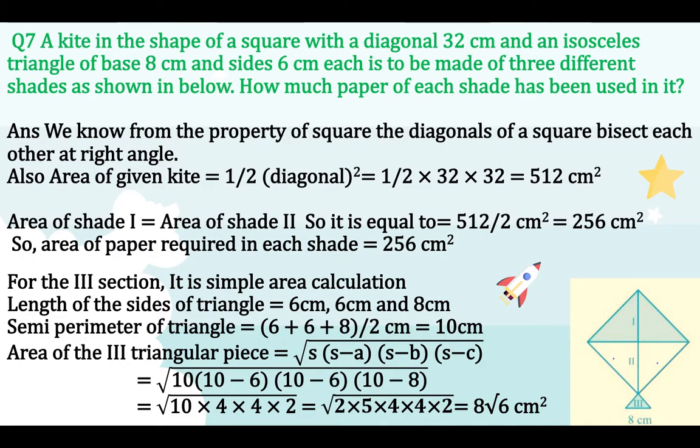Question number 7. A kite is in the shape of a square with a diagonal 32 centimeters and an isosceles triangle of base 8 centimeters. You can see the figure over here. There is a kite. How much paper of each shade has been used in it? So three kinds of paper are used. The upper triangular part is 1, the lower triangular part is 2, and the bottom small triangle is the section 3. So three kinds of paper are used over here.